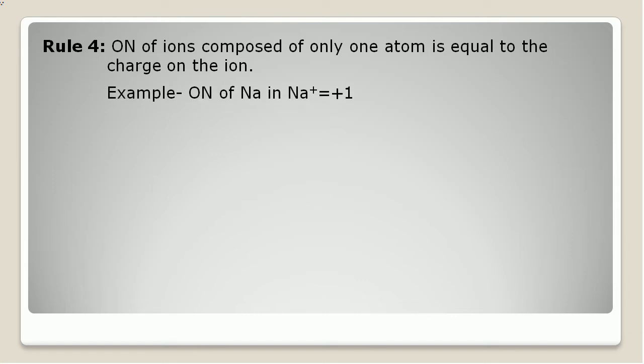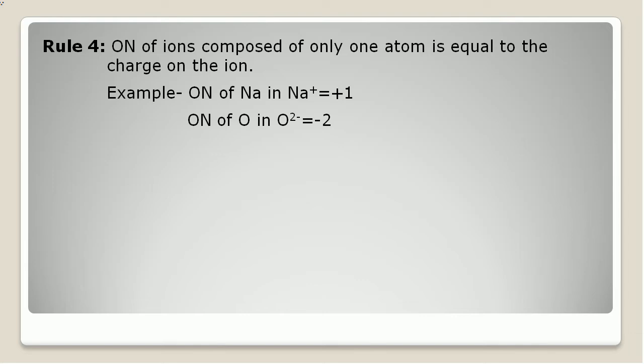For example, let us consider Na+. Here, as you can see, Na+ is an ion with only one atom, that is the sodium. So its oxidation number will be equal to its charge, and in this case it is +1. Let us consider another example. Here the ion O2- has a single atom, that is oxygen, and its charge is -2. Hence its oxidation number is also -2.